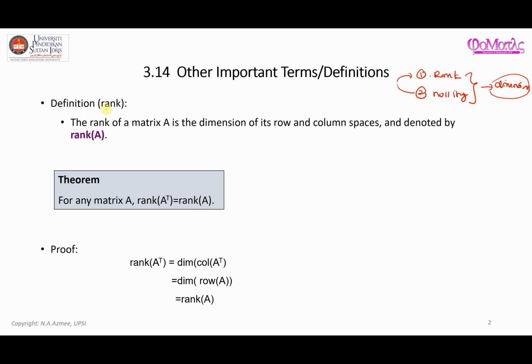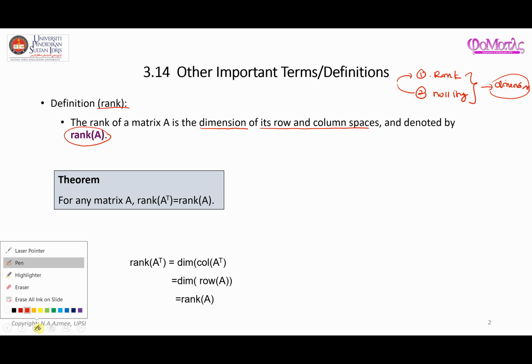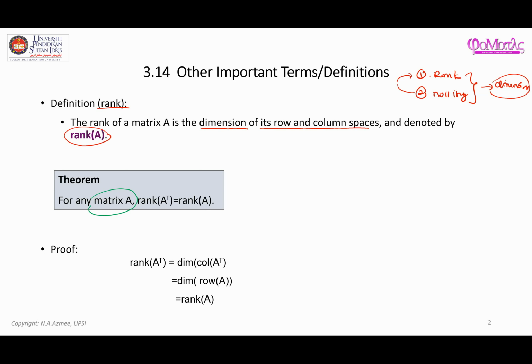So here is the definition of rank. The rank of a matrix A is the dimension of its row and column spaces, and it is denoted by rank of A. So this is the representation that you can use to denote the rank of a matrix A. And this is the important theorem that you might want to consider. If you have any matrix A, then the rank of A transpose, so the matrix is being transposed, will be equal to the rank of the original matrix A.